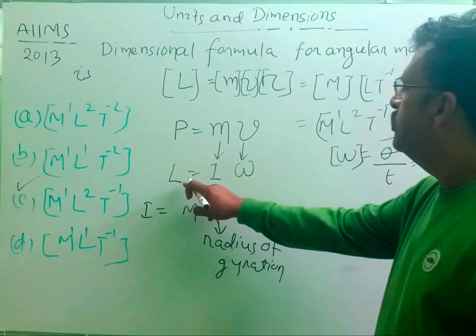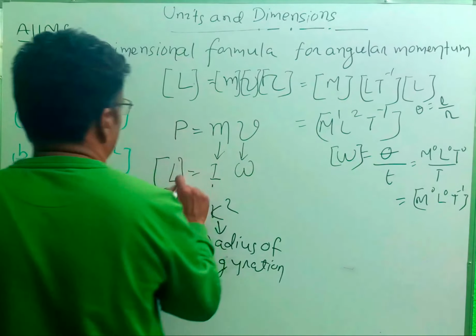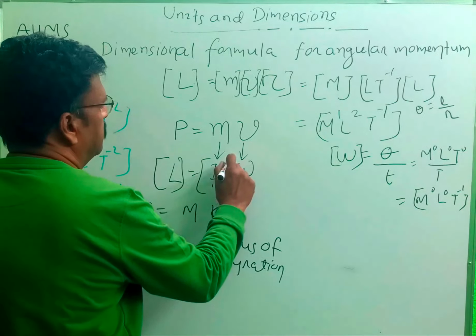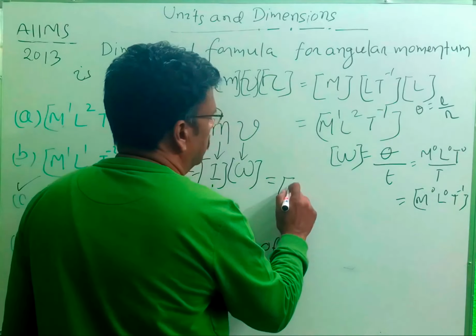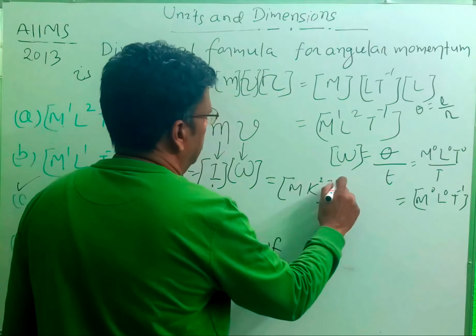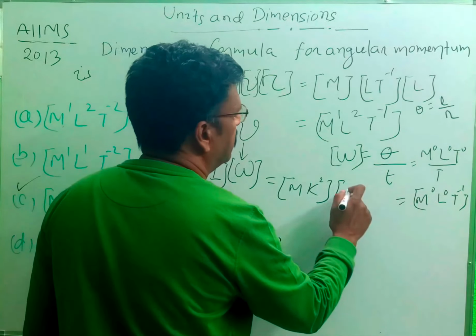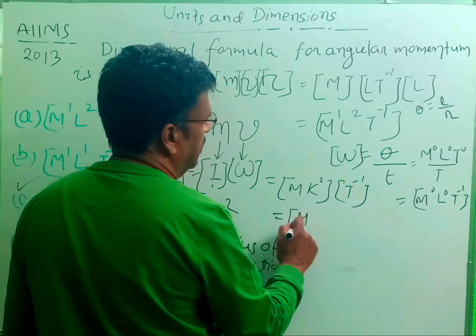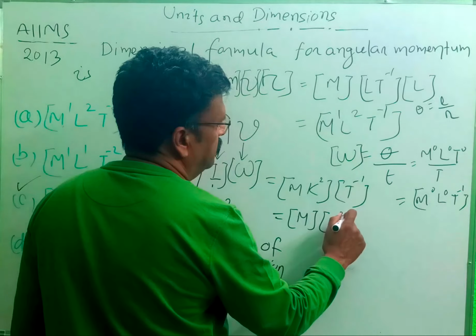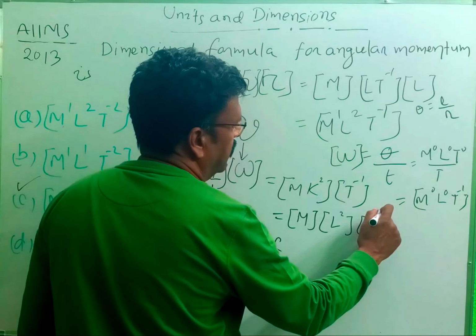And so angular momentum will have the dimensions of I into the dimensions of omega. And what is I? That is mk^2. We write it here, mk^2 into omega. What is the dimension of omega? That is T to the power minus 1. And this is M L^2 T to the power minus 1.